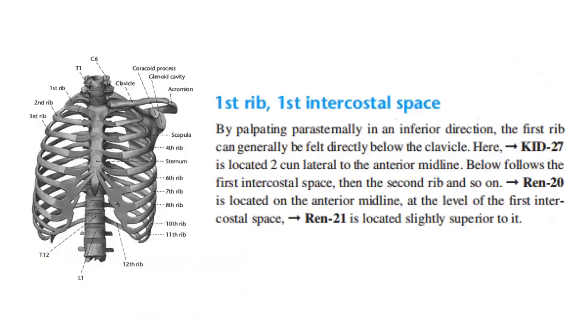First rib, first intercostal space. By palpating parasternally in an inferior direction, the first rib can generally be felt directly below the clavicle. Here, Kidney 27 is located two tune lateral to the anterior midline. Below follows the first intercostal space, then the second rib, and so on.